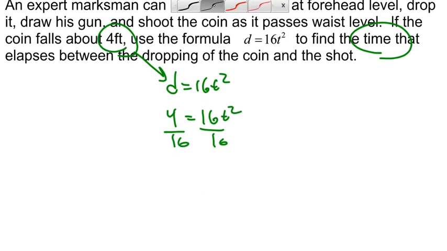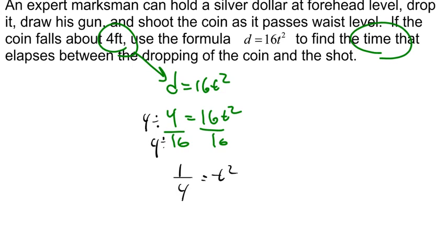So the way that you think about that is you say, oh, well, I can divide the top and bottom by a common number, and that common number is 4. I can divide the top by 4, and I can divide the bottom by 4. So 4 divided by 4 is 1. 16 divided by 4 is 4. So this whole thing is actually 1/4 equals t squared.